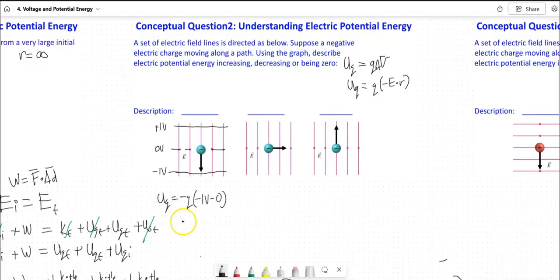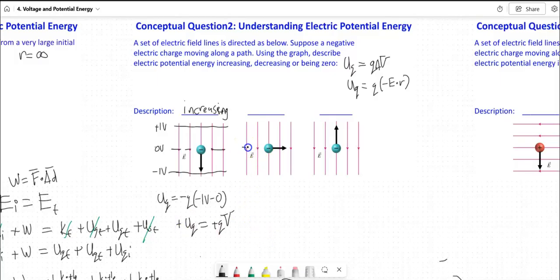So when we calculate that, we're going to get negative Q times a negative 1V. So that's going to be a negative, no, that'll be a positive Q times V. So this is going to end up being increasing. You're increasing the potential energy. Positive would be increasing the potential energy. Negative would be decreasing the potential energy.